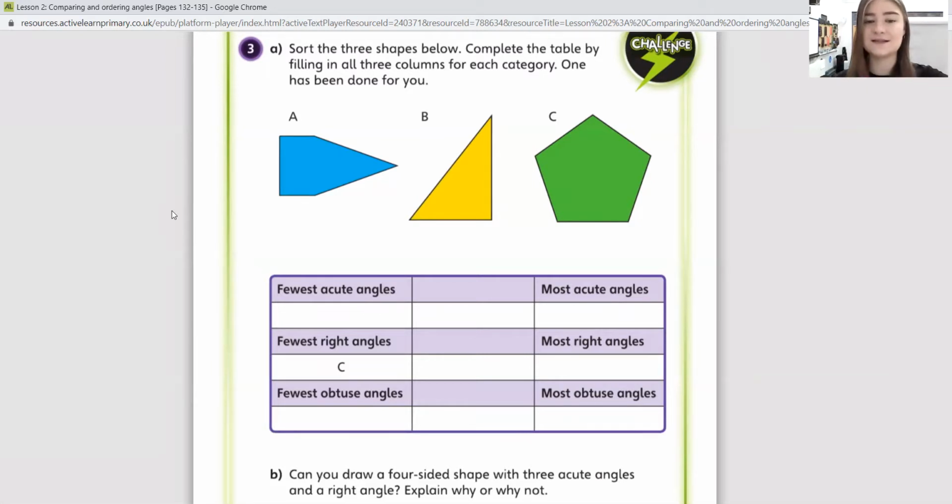And we can see that C is already filled in because actually it's got no right angles. They look close to being a right angle, but they're either obtuse or acute. Or obtuse, maybe. I might have given you an answer there. Sorry. So have a go at that for me.